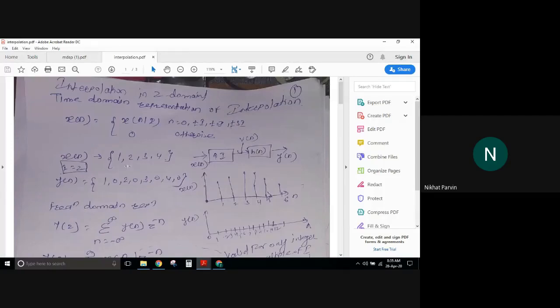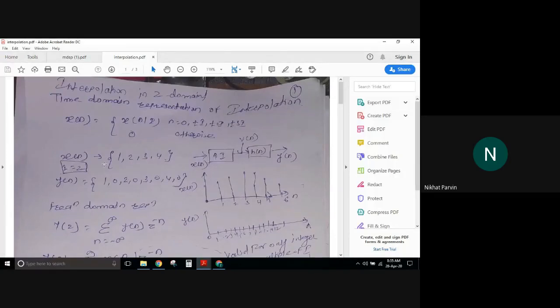Now, all this I have explained to you, still I am repeating. You have the sequence x of n, let us say 1, 2, 3, 4. This is your x of n signal. Now you want to do upsampling by the factor of 2. That means I minus 1, that is 2 minus 1, zeros you need to insert into it, and then you have to apply it to the low pass filter. That is what we have to do.